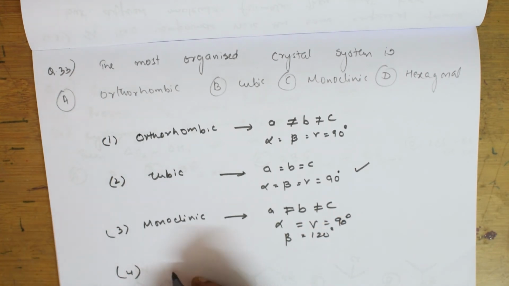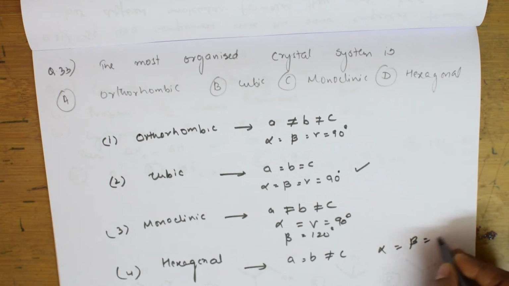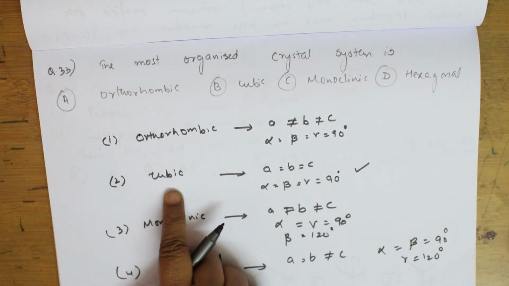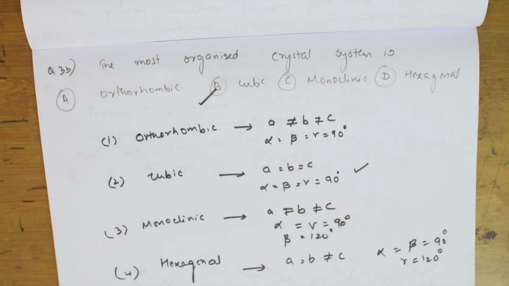The last one is the hexagonal structure. In hexagonal, A is equal to B, but B is not equal to C. Alpha is equal to beta, which is 90 degrees, but gamma is 120 degrees. So this is also not organized. The most organized crystal system is cubic according to the parameters, since all are equal. So take this question, students. Please study the Bravais lattice parameters for all 7 crystal systems, which combine together to form 14 Bravais lattices.